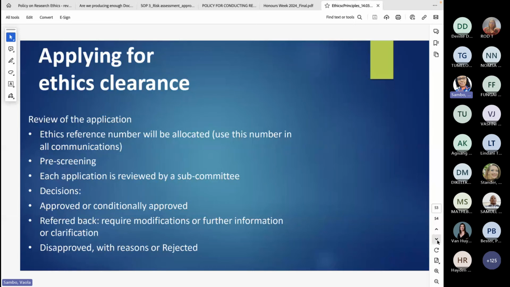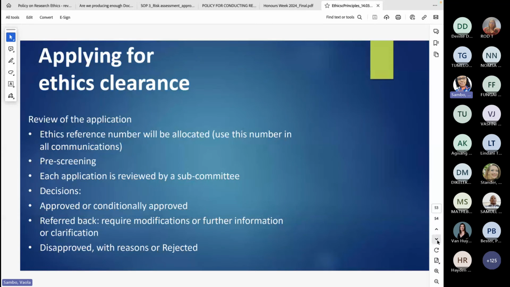I won't go into all of that. It's just to say, once an application has been considered by a committee, it can either be approved or conditionally approved, where you find that there are just a few issues that need to be attended to. Then it can be referred back. That's when there are quite extensive changes that need to be done to that particular application. That's where you find that the committee still has a lot of ethical questions around that particular application that need to be attended to by the applicant.